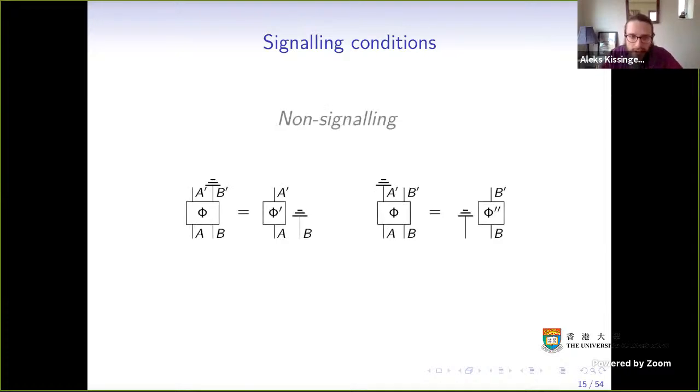Non-signaling is, of course, just the symmetrization of this idea. Here, this one says that Bob cannot send a message to Alice, and this one says that Alice cannot send a message to Bob. Together, this makes a non-signaling process. This is really saying that Alice and Bob can't communicate, so it would be suitable for, say, space-like separated parties.